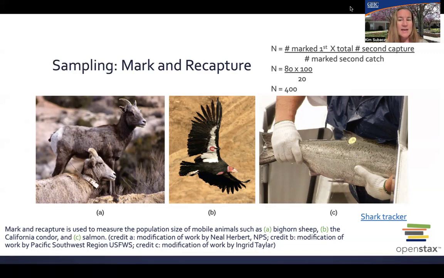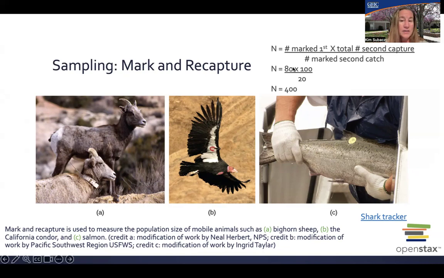In the second trapping event, instead of 80 mice, we capture 100 total mice. So we do 80 times 100, that's going to give us 800. No, 8,000. It's going to give us 8,000. We're going to put that on top. But remember, we had to divide it, so we divide it by the number of marked ones that we found in the second trapping event.